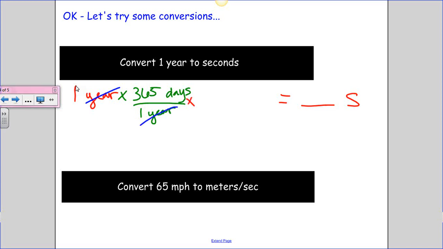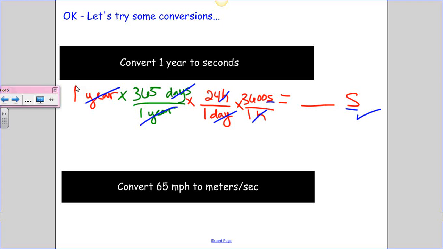Next step is going from days to hours. We know that, right? There are 24 hours in 1 day. So now, days cancel and we're left with hours. Is that the unit we want? Nope. Got to go one more step. We've got to try and get to seconds. And remember from the last slide, there are 3,600 seconds in 1 hour. So now hours cancel, we're left with seconds, and that's what we want, so that's good.